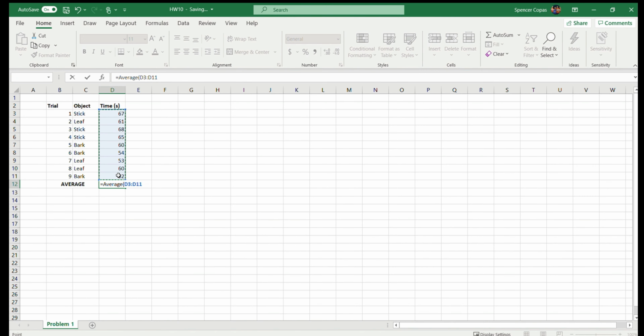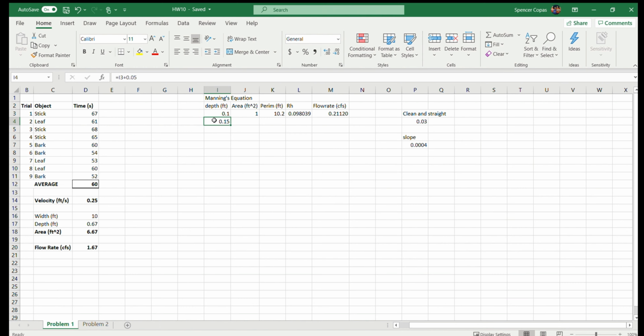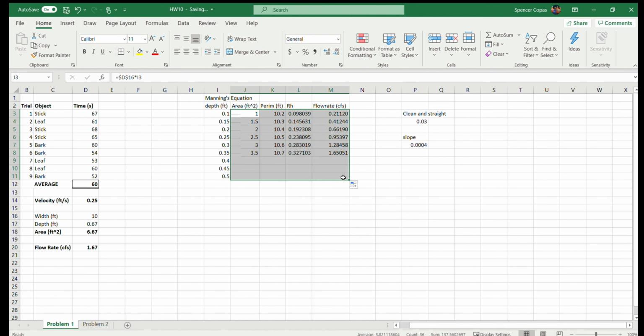I then used Manning's equation to calculate the uniform flow depth. For the slope in the Manning's equation, I used 4 times 10 to the negative 4th, which is the number that they give us on problem 2 of homework 10. After running through several iterations of Manning's equation, I found 0.35 feet to be the uniform flow depth.